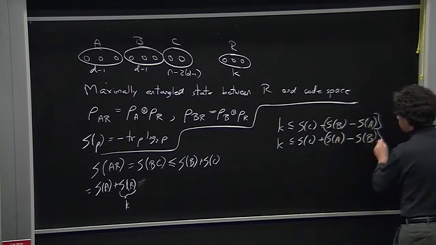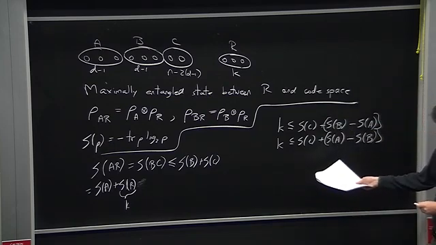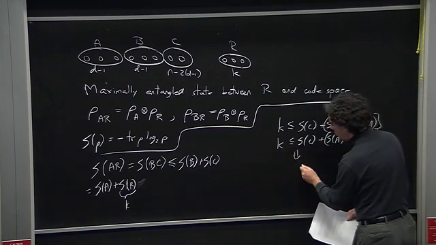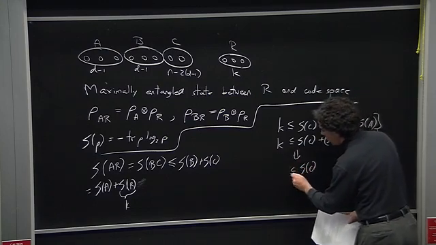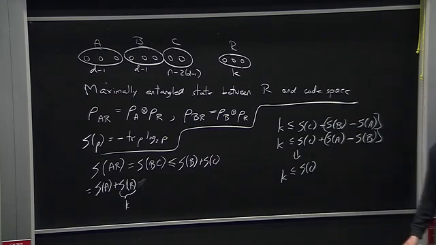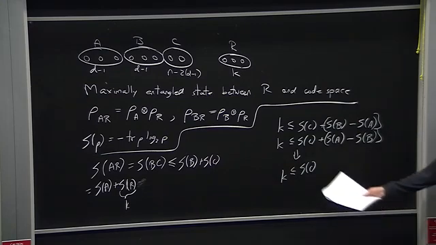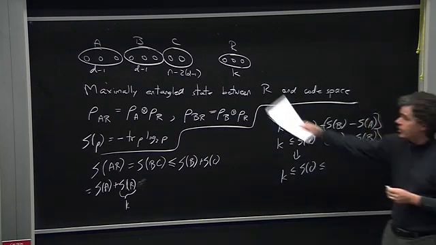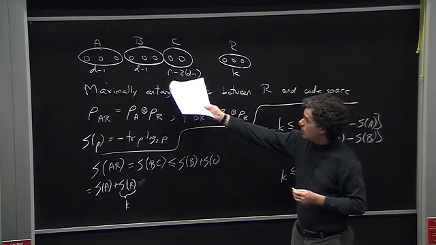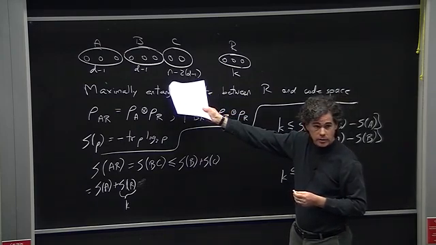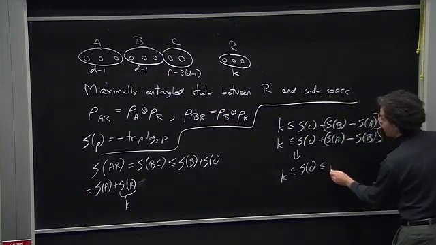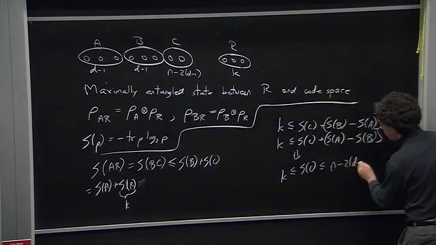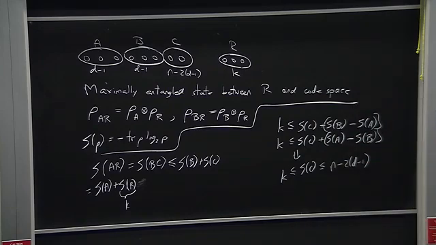So just adding these up, you immediately find that S of C has to be greater than or equal to K. But S of C, what's the maximum value that the entropy of C can have? Well, it's the number of qubits in C, which is n minus 2d minus 1. And this is the quantum singleton bound over there.